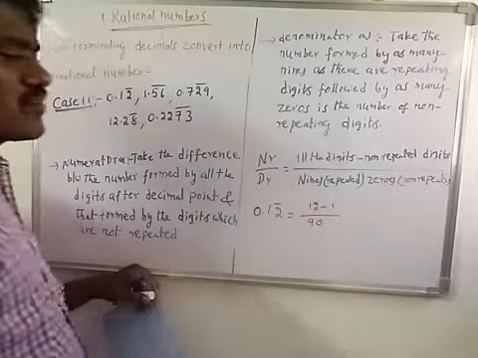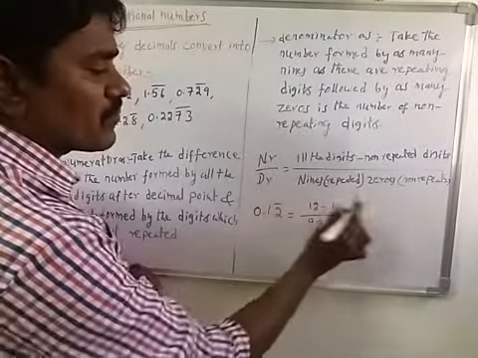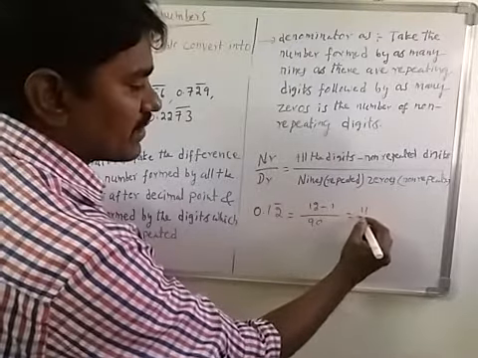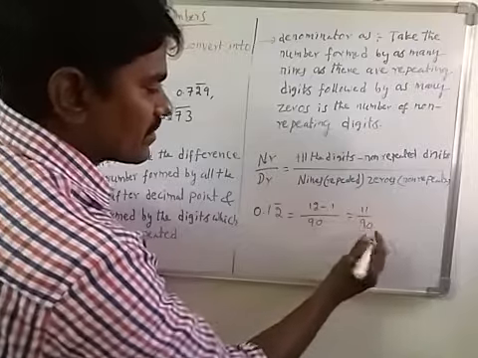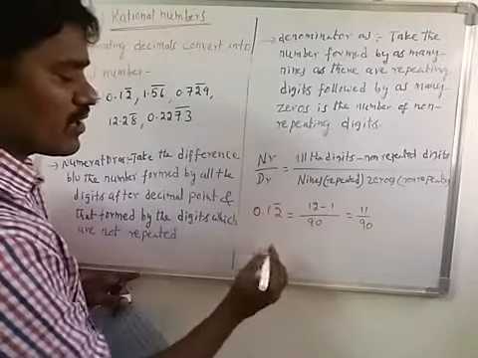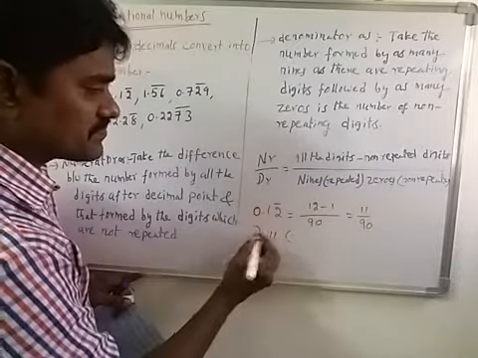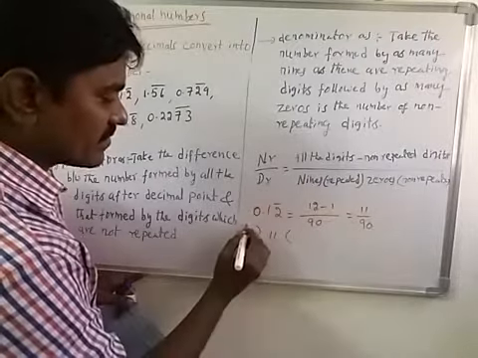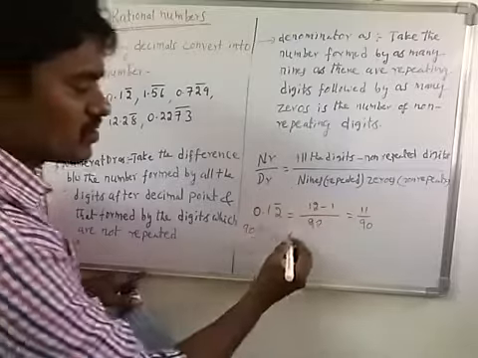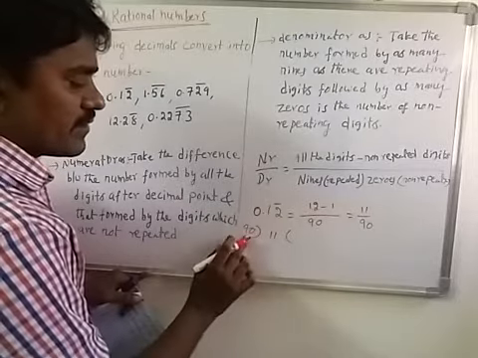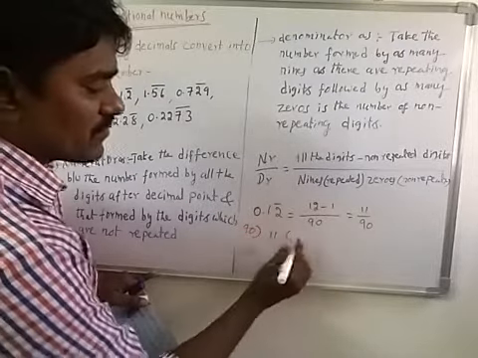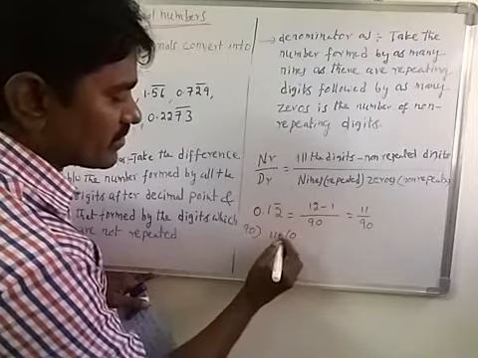As many zeros we will take. 12 minus 1 is 11, so 11 by 90. But is 11 by 90 equal to 0.12 bar? 11 is divided by 90. Here, in the 90 table, will 11 come? No. So we put a point and take 0.